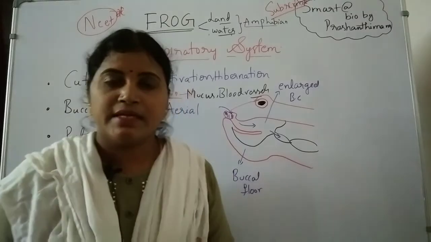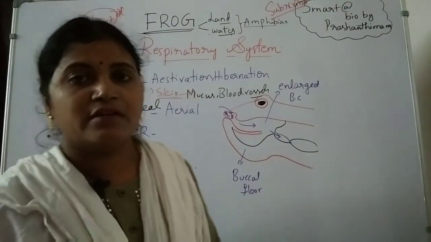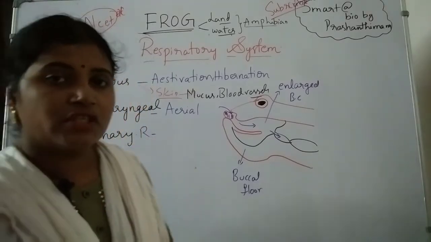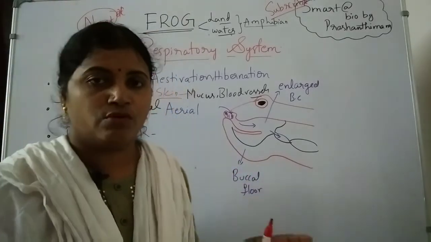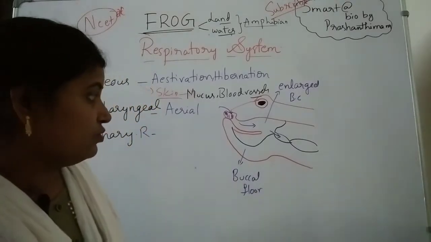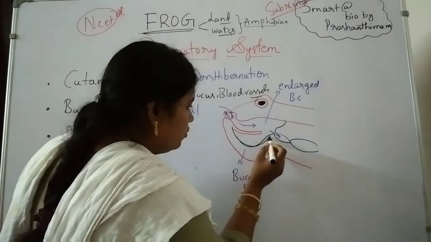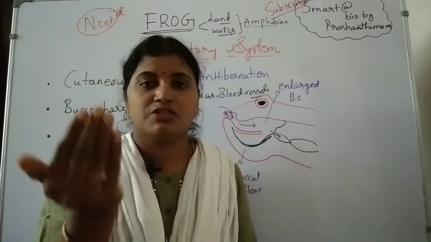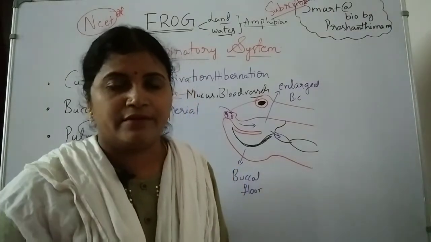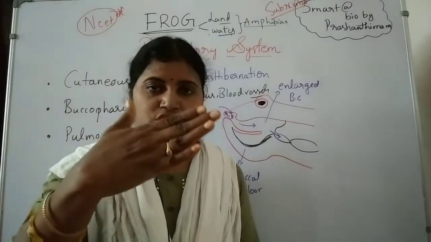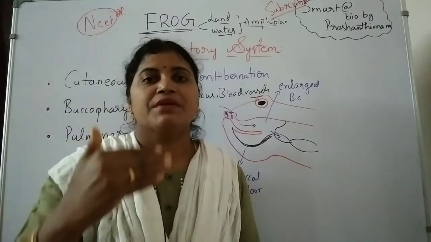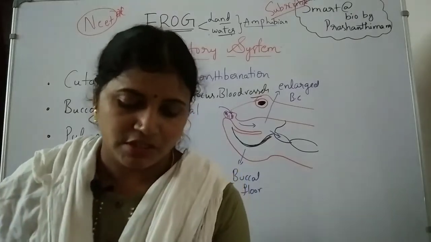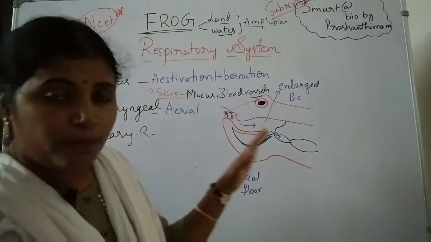Aerial means when the frog is on land, it respires with the help of the buccopharyngeal cavity. The buccopharyngeal cavity plays a very important role during the respiration process. This is the buccopharyngeal floor. Based on the raising and lowering of the buccopharyngeal cavity, inspiration and expiration take place. So how expiration and inspiration take place in the buccopharyngeal cavity.